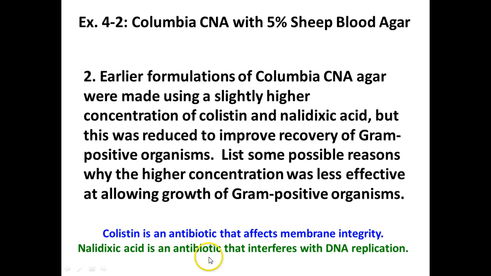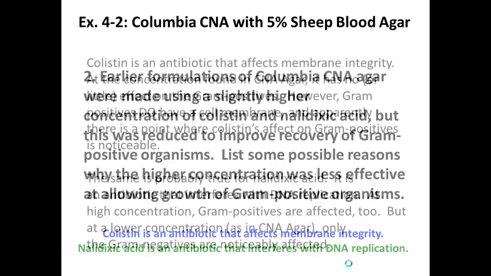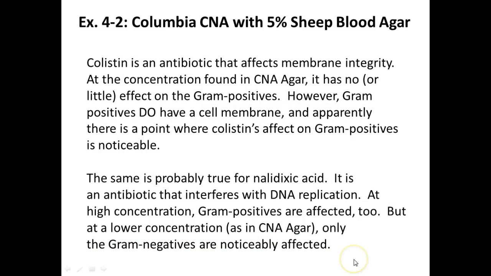Now, nalidixic acid interferes with DNA replication. And again, all cells have to do DNA replication. It's just whether this can get into the cell and actually interfere. And these two antibiotics really don't affect the gram positives as negatively as the gram negatives.